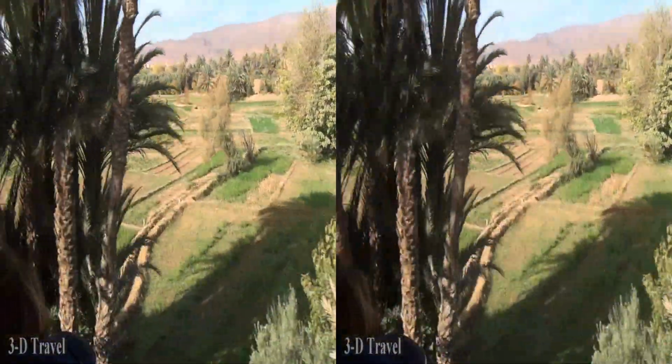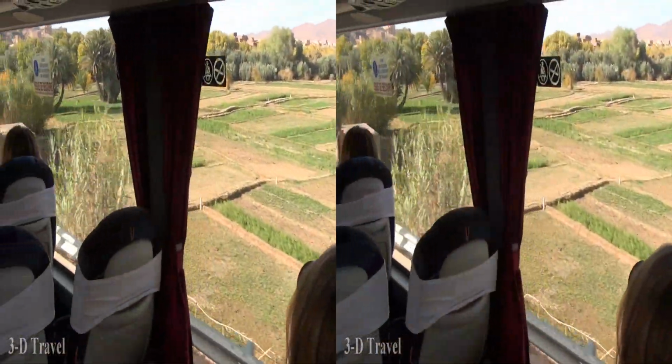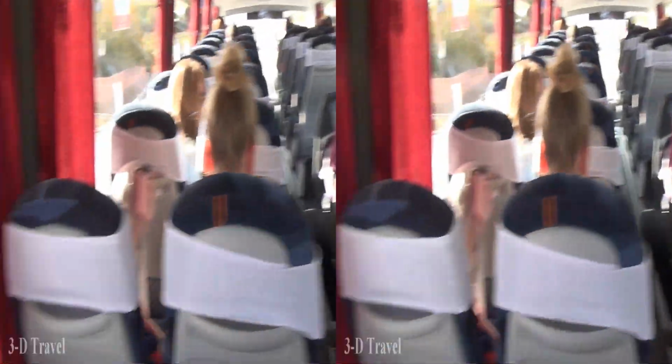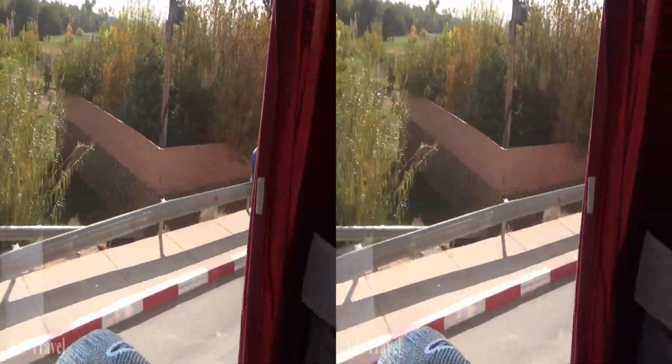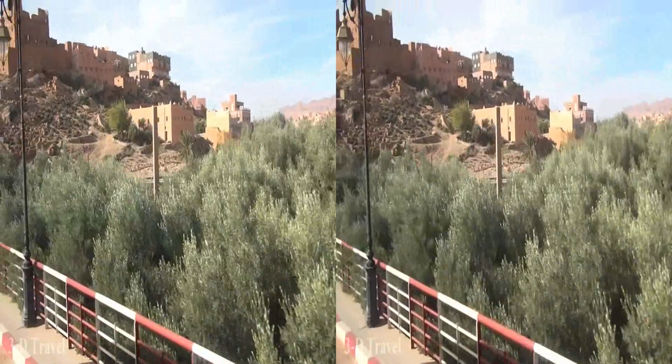We are going to drive along this valley for about 40 kilometers till the gorges.